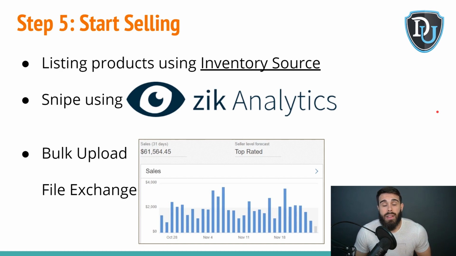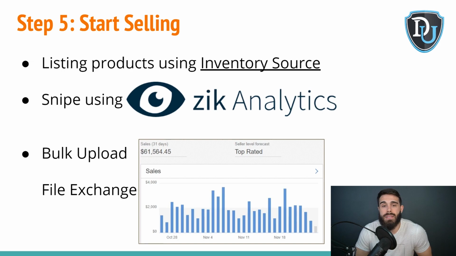You're going to be selling on eBay, and we're going to be using a couple of software. I like to use a couple of software. Zik Analytics is probably my favorite, and that's going to be the competitor research tool within Zik Analytics. That is going to be where you can still snipe.